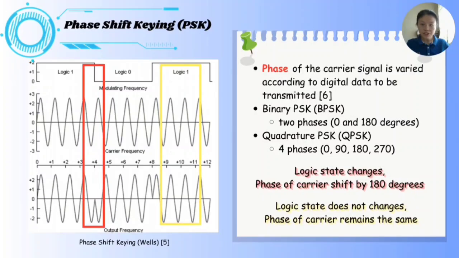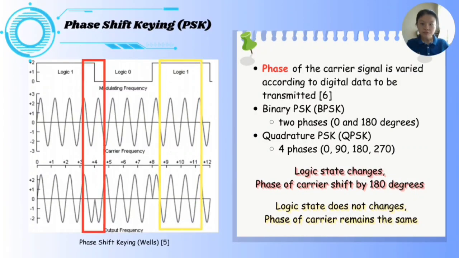The third digital modulation technique is phase shift keying. The phase of the carrier signal is varied according to the digital data to be transmitted. In this video, we will discuss two types of PSK. One of them is binary PSK. For binary PSK, the phase will change between 0 and 180 degrees, while for the quadrature PSK, the phase will change in 4 phases. And now let us see the binary PSK.